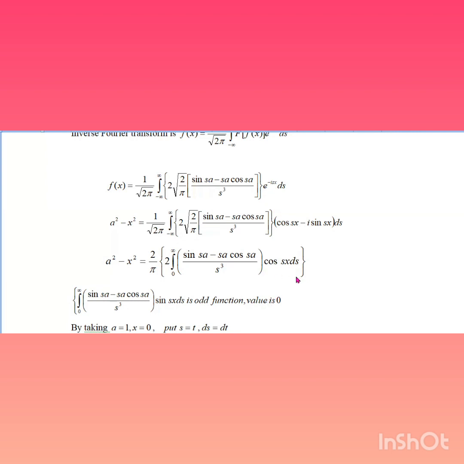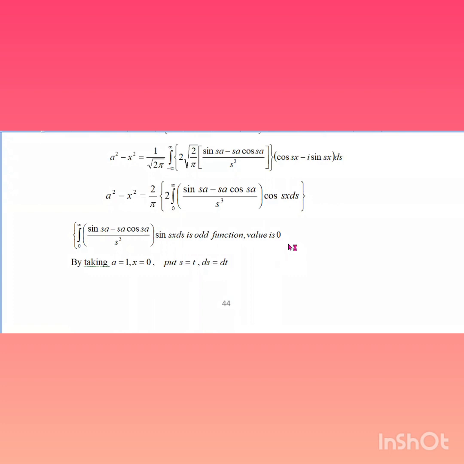Here, sin sa minus sa cos sa over s cube is an odd function, and there are two integrals. We can separate it into two integrals. The first integral has cos sx, the second integral has minus i sin sx. The i sin sx term is an odd function, so its value is 0.